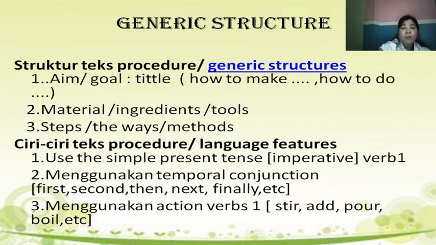And then how about how to do? How to do, example like this: how to use the rice cooker, how to use the computer, and then how to use the fan. And then the second generic structure of the procedure text is the materials, ingredients, and tools.